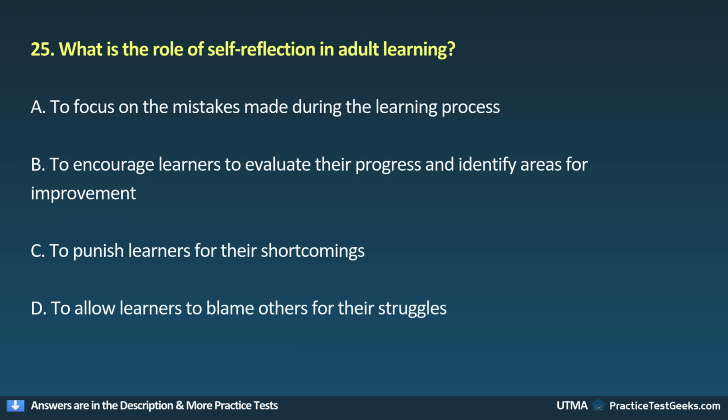25. What is the role of self-reflection in adult learning? A. To focus on the mistakes made during the learning process. B. To encourage learners to evaluate their progress and identify areas for improvement. C. To punish learners for their shortcomings. D. To allow learners to blame others for their struggles.